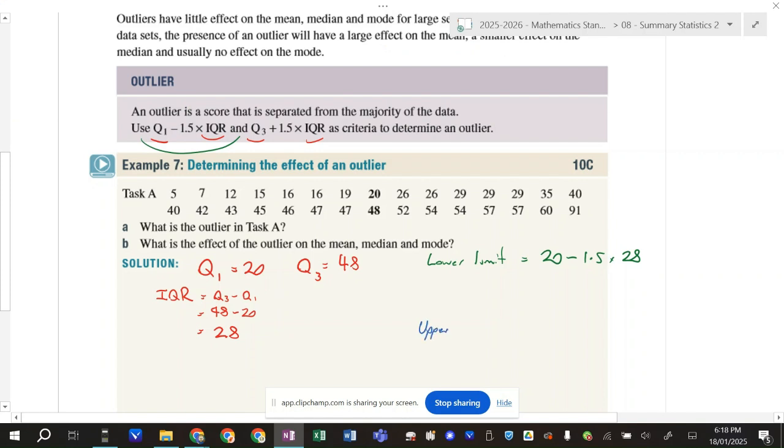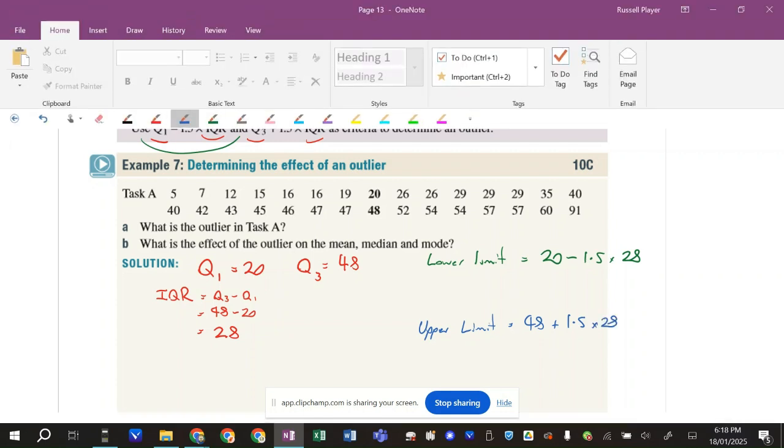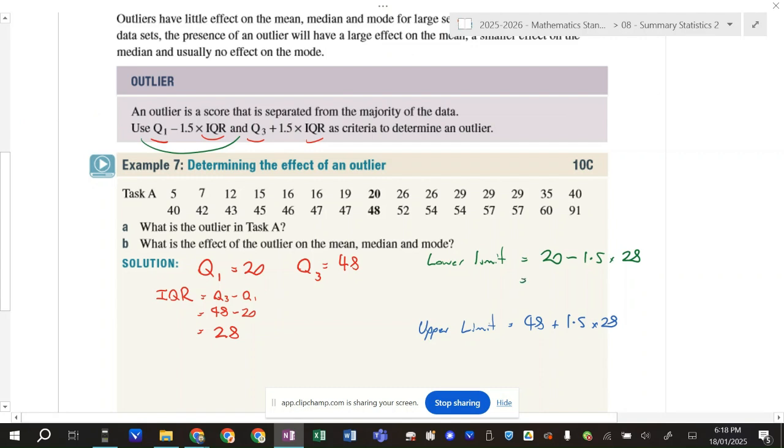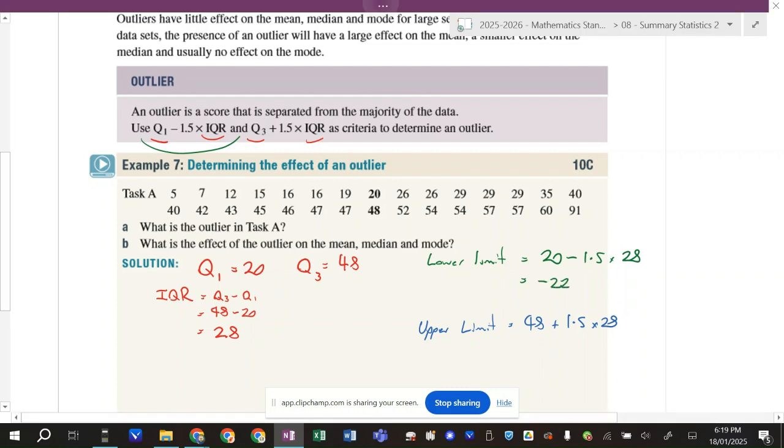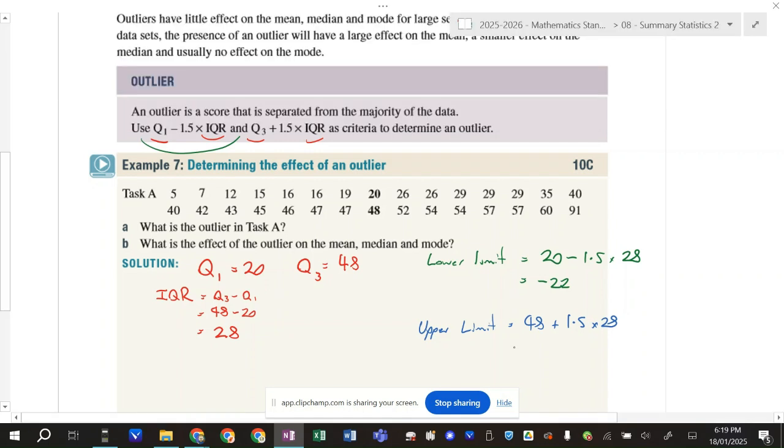Go upper limit. And that's going to be Q3, which is 48, plus 1.5 times 28. All right, you would chuck them into a calculator. I'm not going to because I don't want to get out of the statistics mode. I want to leave it in statistics mode at the moment. But if you chuck that into a calculator, you're going to end up with minus 22. And if you chuck the other one into the calculator, you're going to end up with 90.